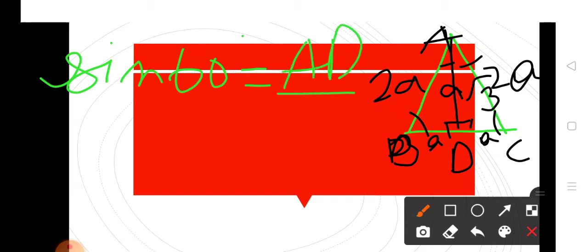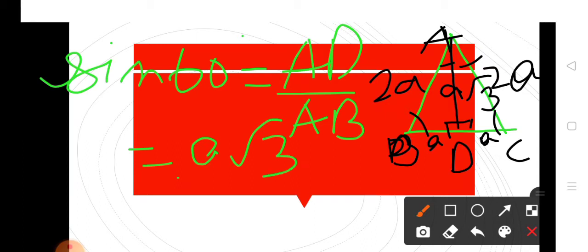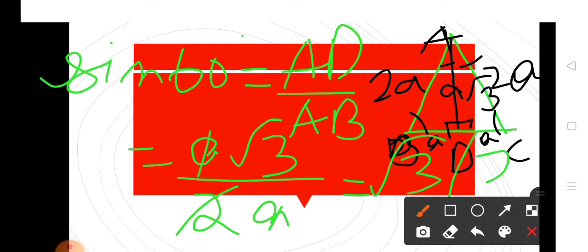Opposite by hypotenuse. What is the hypotenuse? AB. Now you see AD is opposite. AD को त्यो कति हो? A√3. AB कति हो? 2A. A and A जान्छ. यो √3/2 बच्चा. √3/2 is the value of sine 60 degree. Okay. अब sine 60 degree को बादमा we'll do for cos 60 degree.